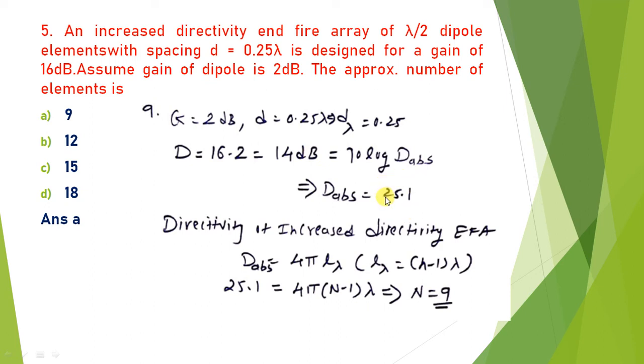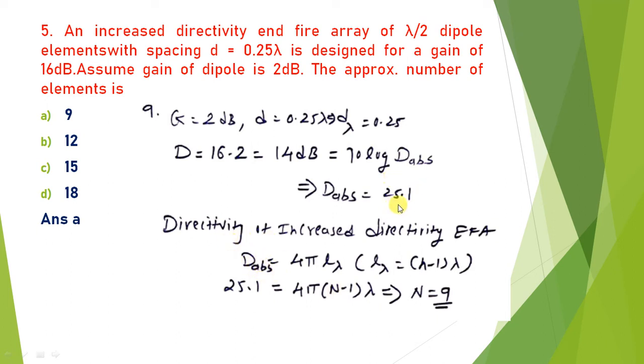Okay, now the overall directivity equation: for end fire array the directivity is equal to 4 pi L by lambda, where L is the length of the array, and L is equal to n minus 1 multiplied by spacing, that we have already discussed in previous MCQ. So now put all these values and you have to find out the value of n.